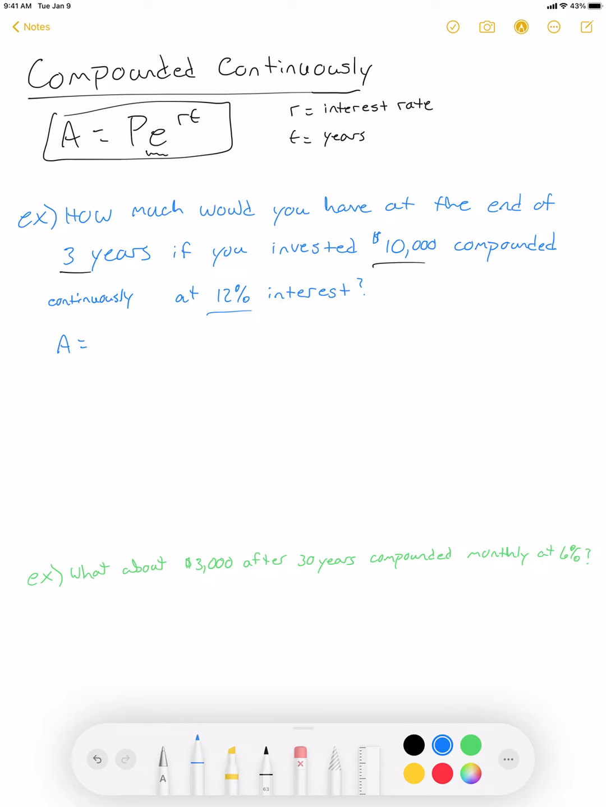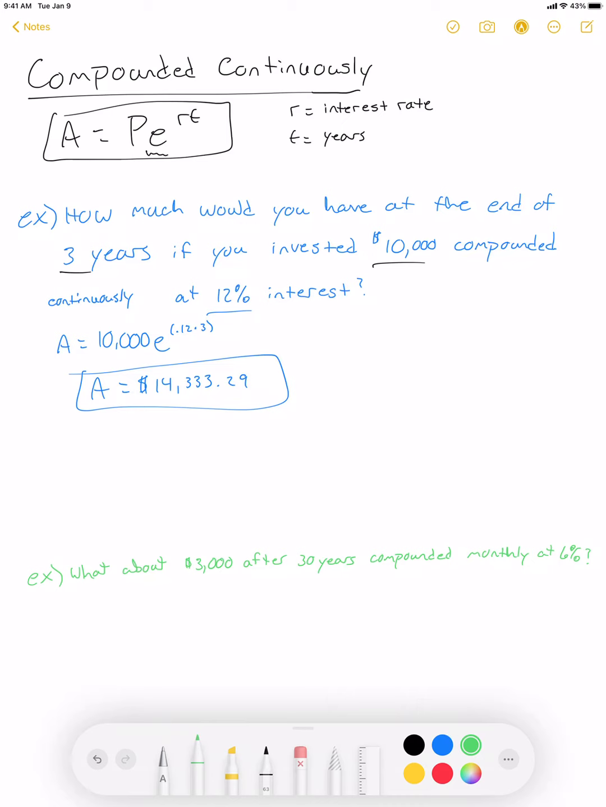So how much would I have if I started with $10,000 times e, which is that natural number, raised to my interest rate, which is 0.12, for 3 years, so times 3. And so when we plug this in our calculator, we're going to hit 10,000 times second ln brings up e, and we want to use parentheses in our exponent, so 0.12 times 3. So after 3 years, this should be $14,333.29. So anytime we deal with money, we go to 2 decimal places.